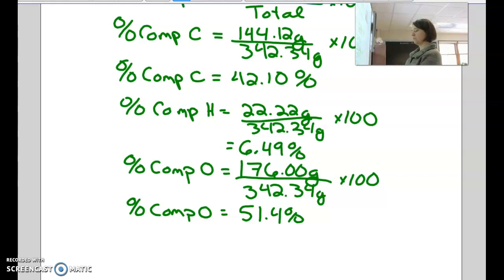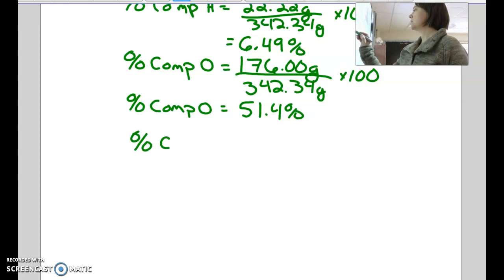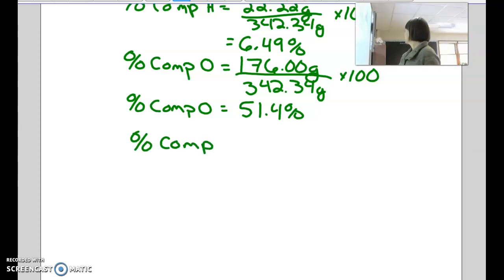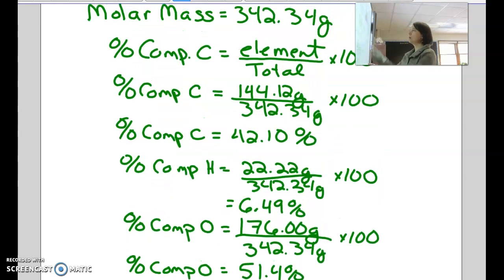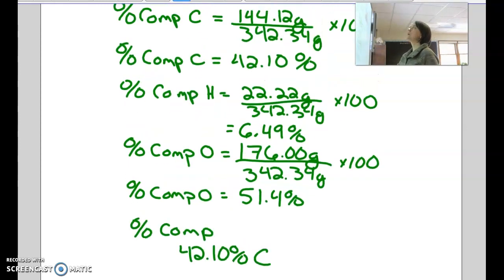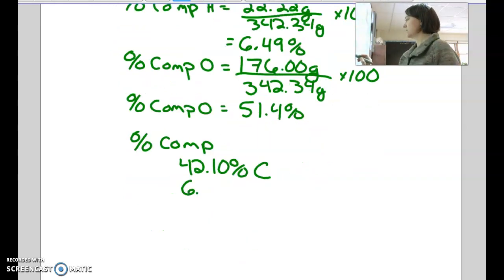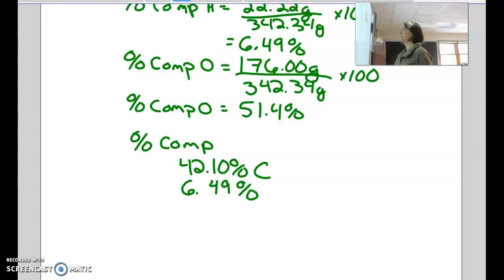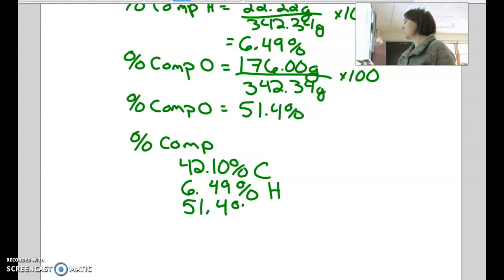Okay, we'll write this out nicely for people. Our percent composition, starting out with carbon, was 42.10%, and hydrogen was 6.49%. Kind of lining up the decimal just a little bit, but not very nicely. Okay, and then 51.4% oxygen. And let's compare those to our older numbers.